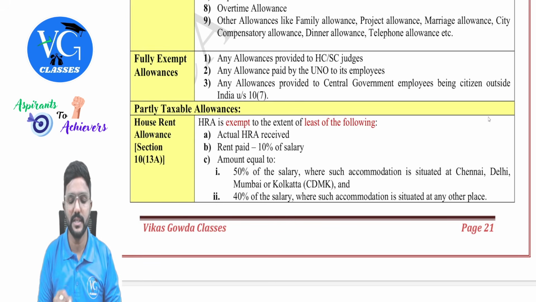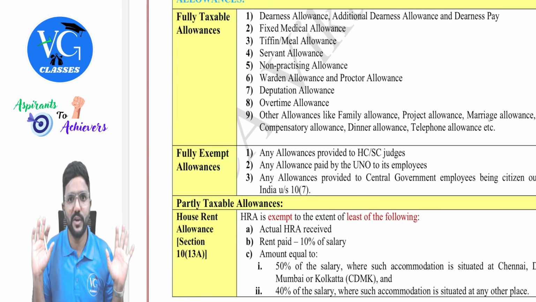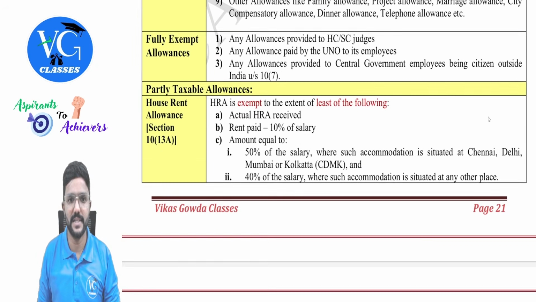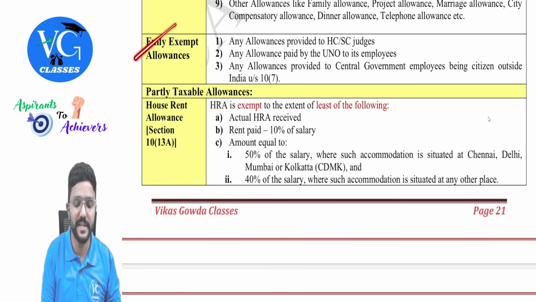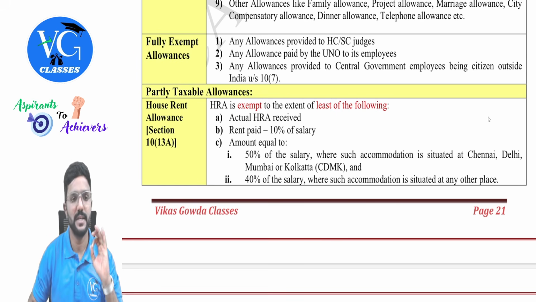So what I would suggest is remember these two lists. Rest all is taxable, guys. Okay, let us see it. First, I will start with fully exempt, then partly exempt, then I will go to fully taxable. Is that clear? Yes.